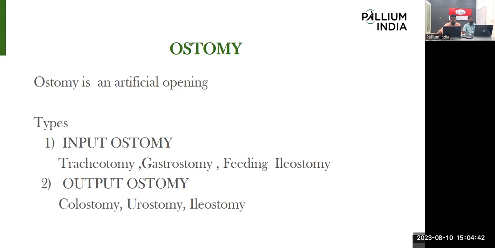Mainly two types of ostomies are there: input ostomy and output ostomy. Input ostomy means, as the word says, something needs to get from the environment into the body as a part of the body mechanism. Examples are tracheostomy, gastrostomy, and feeding ileostomy. Output ostomy means something needs to be excreted from the body out to the environment. Examples are colostomy, urostomy, and ileostomy.